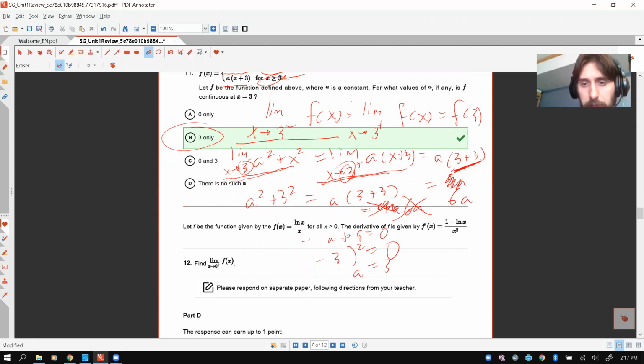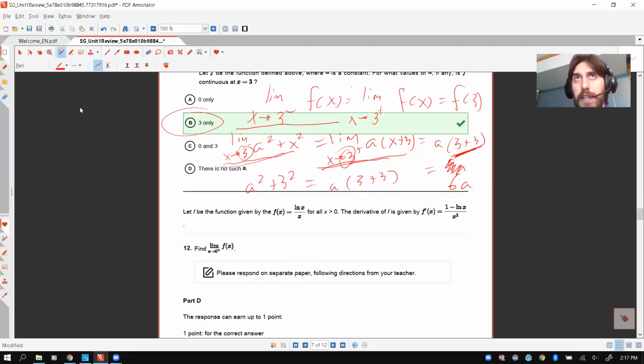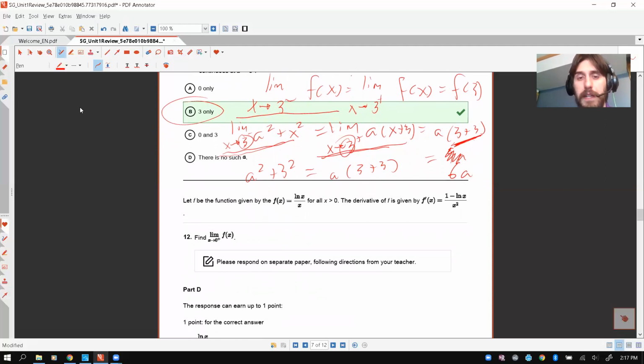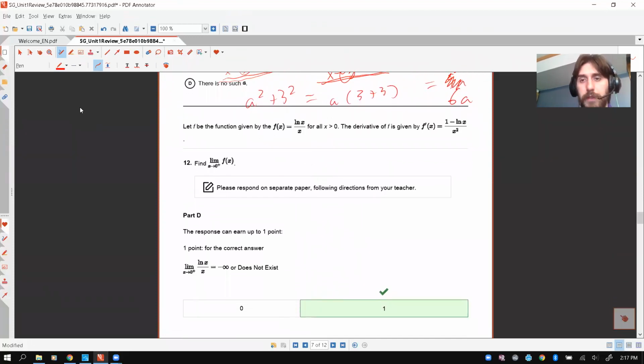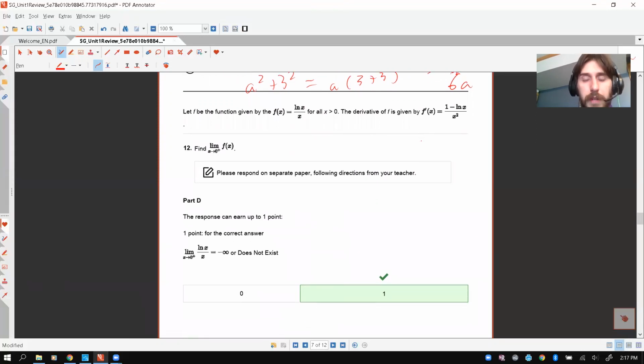For the next problem, our question is an FRQ. And for these FRQs, you could type up your answer in a doc and submit it, or you can write your answer on paper and then take a picture of it with your phone and attach it. You could do pretty much whatever will be comfortable for you. So we've got, let f be a function given by f of x is ln of x over x for all x greater than 0. The derivative is that. Find the limit as x approaches 0 from the right.